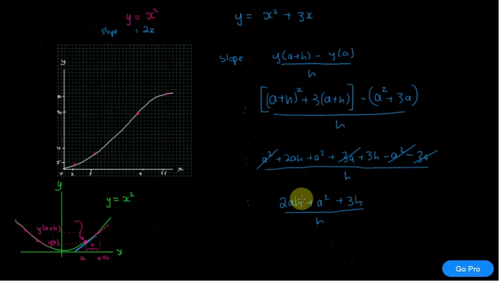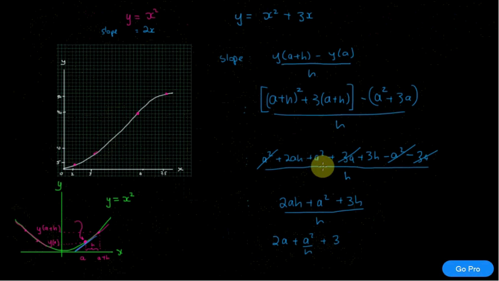So let's see if I can factor out an h over here. So I've got h times 2a plus 3 plus a squared, and all of that over h. So I can't quite factor that out, so actually let me undo all of that. I'm going to leave it in this format, where this will simplify to 2a plus a squared over h plus 3.